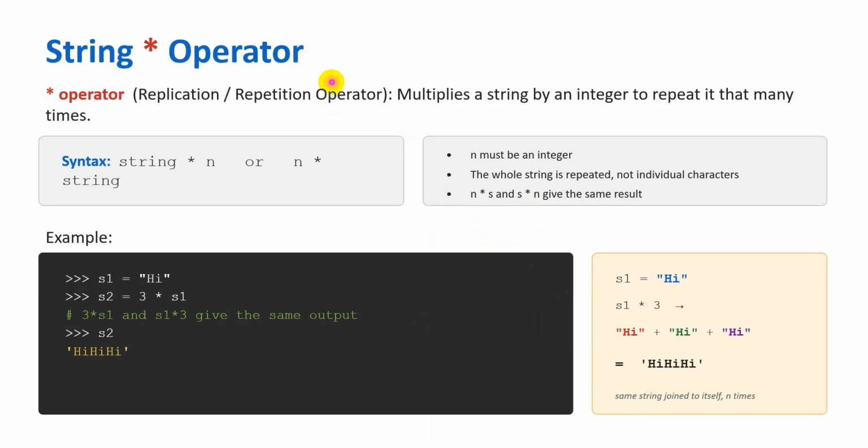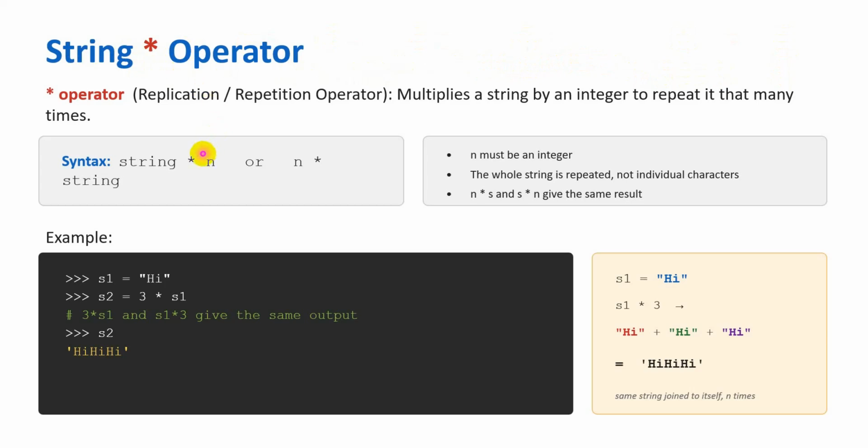Hello friends, we are going to discuss the string star operator. The star operator in a string is called the replication or repetition operator. It multiplies a string by an integer to repeat it that many times.